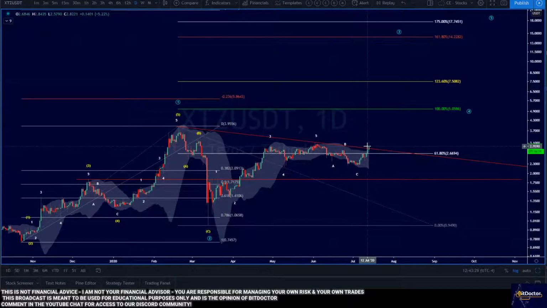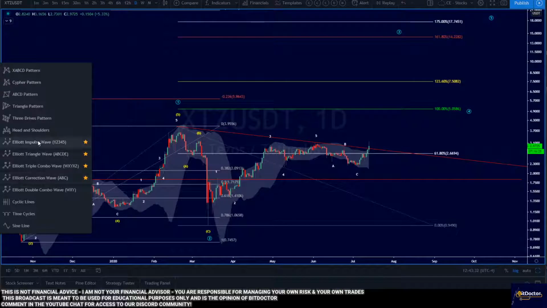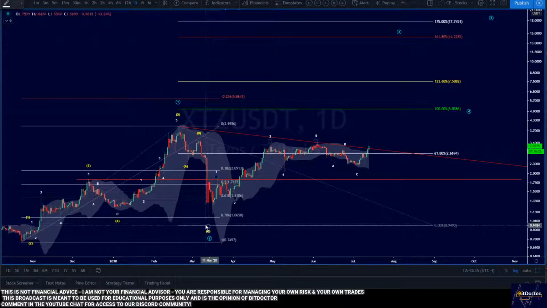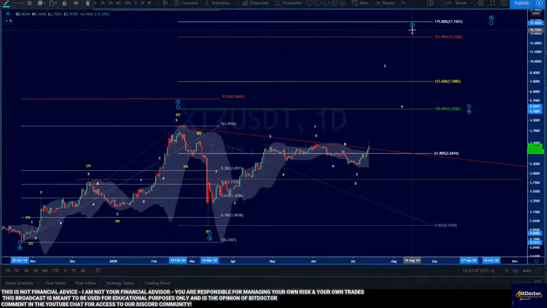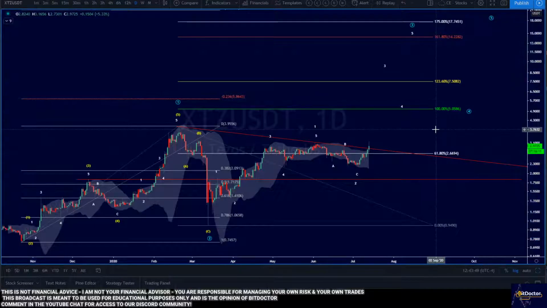From here we go up, right? Because theoretically, on a higher degree, what we just basically completed was a 1 and a 2, and then we should be going up for a 3, 4, 5 to complete this move. Now, how long is this going to take? I don't know. We're looking at maybe mid-August. But we should be seeing some accelerated buying up into this 3.